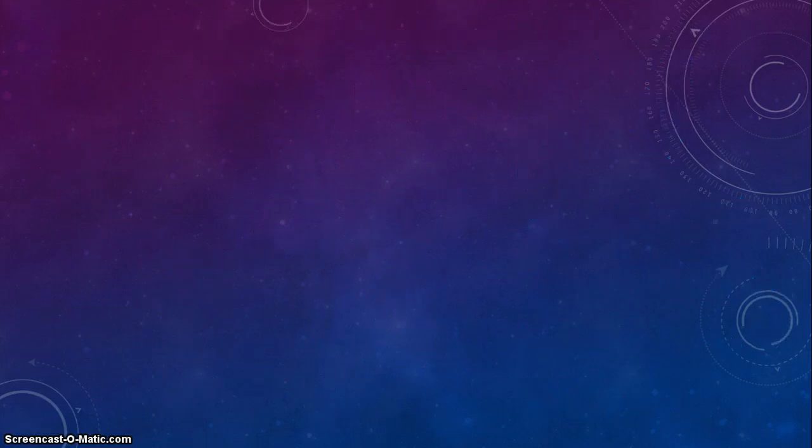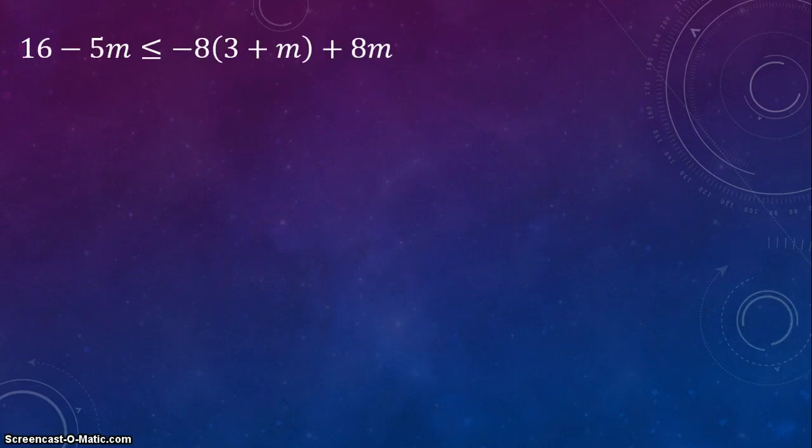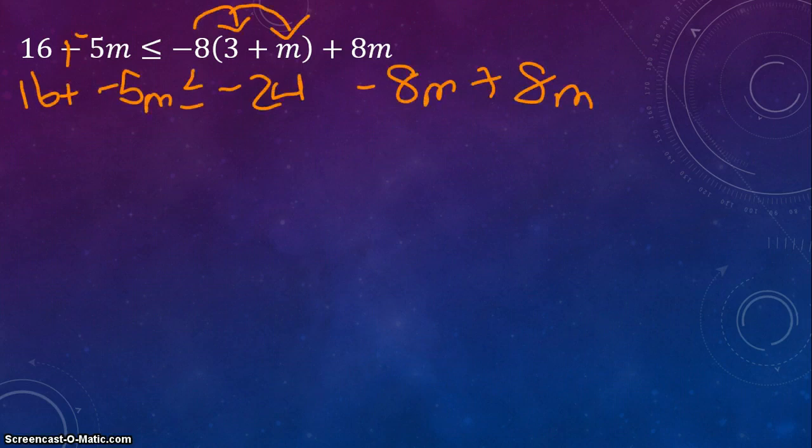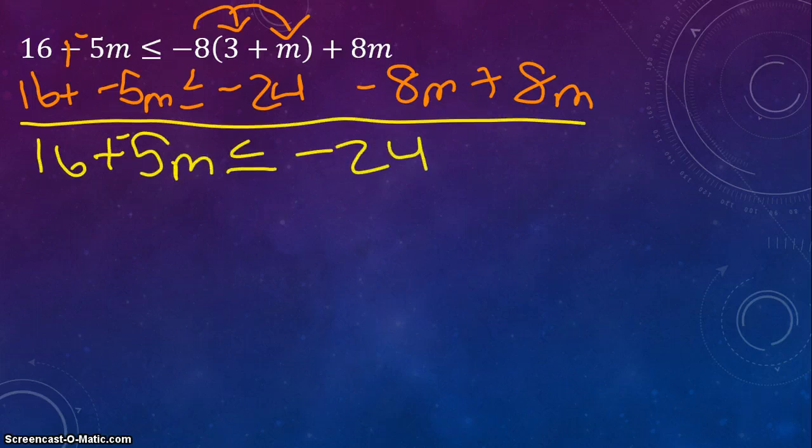My inequality is 16 - 5m ≤ -8(3 + m) + 8m. The first thing I did was distribute -8 into 3 and m. So I got 16 + -5m ≤ -24 - 8m + 8m. I then combined like terms. Since it's a positive and negative 8m, they cancel each other out. So I got 16 + -5m ≤ -24.